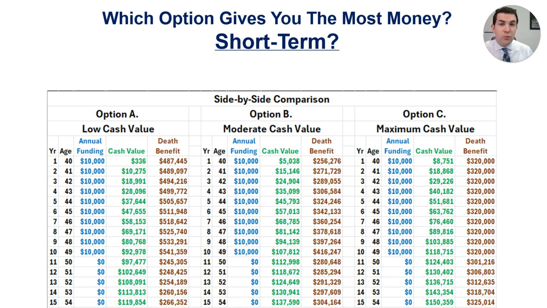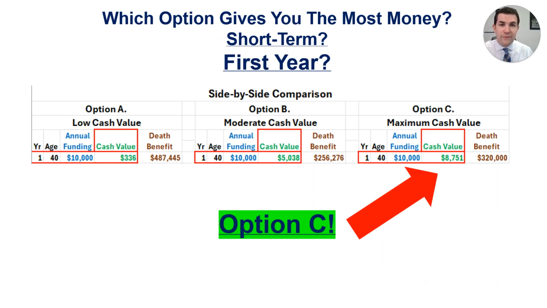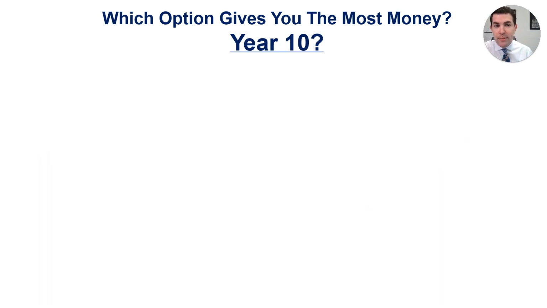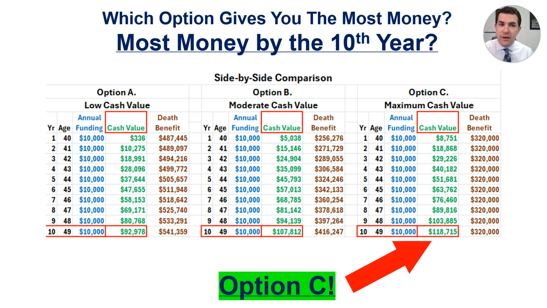So which option gave you more money in the short term? Well, if we look at the first year, that screams at us. Easily option C. How about year 10? After we've paid the same amount of money into the policy, and again, this is the same product with the same crediting rate and everything, by year 10, the answer is still option C. We've got $118,000, almost $119,000 with option C. And if you look at B, you're at $107,000, just about $108,000, and option A, you're at just about $93,000. So significantly more in option C.